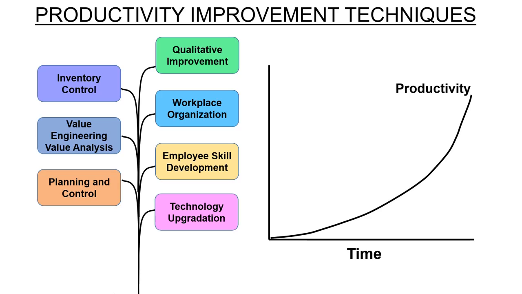Workplace organization. Excess movement is a sign of poor organization and can cost you plenty in production time. Consider techniques such as Kanban just-in-time production to reduce delays and increase efficiency.